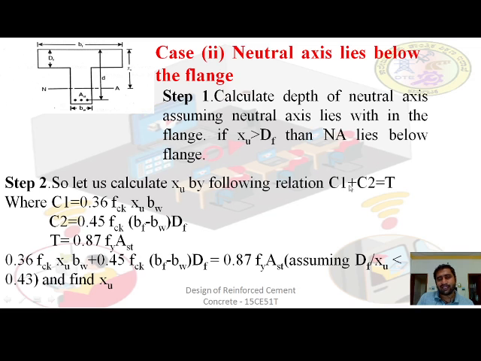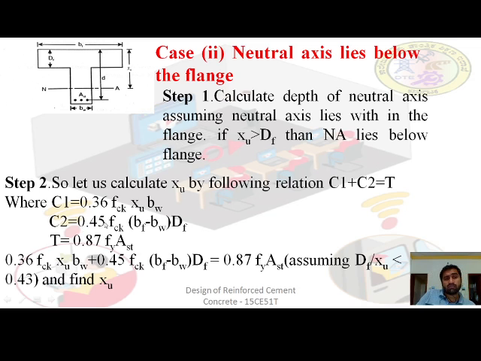For this there is a relation by equating the compression force. The total compressive force is equal to the total tensile force, where C1 is the compressive force of the web region. So in the web region we are going to calculate the compression force. This is the same as your normal beam formula, where compression is given as 0.36 FCK XU into BW. This is the width of the beam. In your normal beam section, BW will be taken as B. Generally here B is equal to BW.